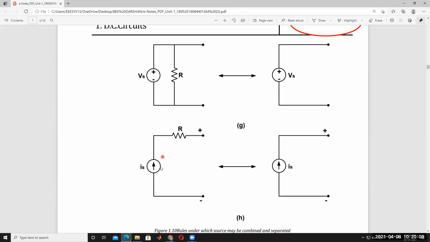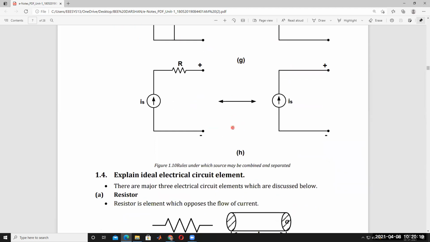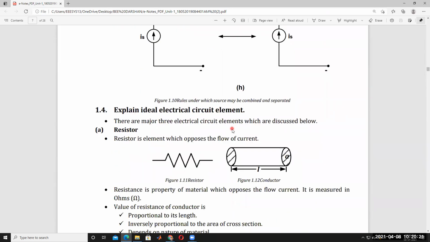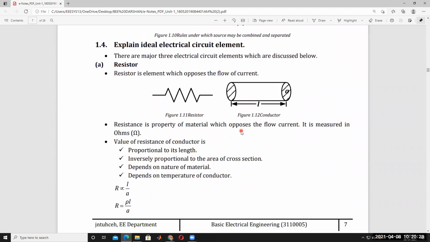Try to understand. If two or more resistors are connected in parallel, the current is dividing. It's clear. If the resistors are connected in series, the voltage is dividing. It's clear. And there are three different types of elements in electrical circuits. Based on that, the entire circuit analysis can be explained.